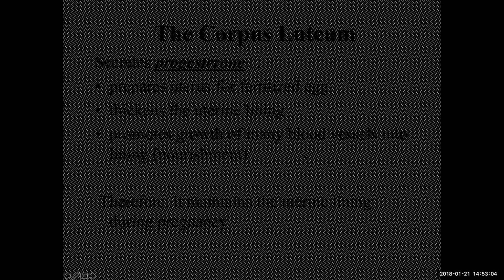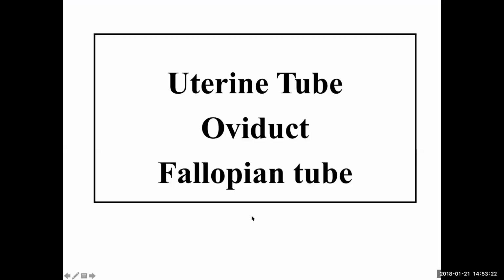This is not showing up, but it is a slide just telling you what progesterone is. I can read it. It prepares the uterus for a fertilized egg, thickens the uterine lining, and promotes the growth of many blood vessels into the lining. Therefore, it maintains the uterine lining during pregnancy. I don't know what's wrong with that slide.